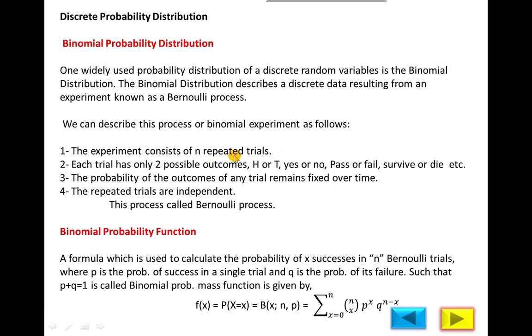And each trial has only two possible outcomes, maybe head or tail, yes or no, pass or fail, survive or die, 0 or 1, etc. So if you throw a coin one time or two times, three times, this experiment is also called the binomial experiment. You can use the binomial probability distribution for the probability of random variable x.